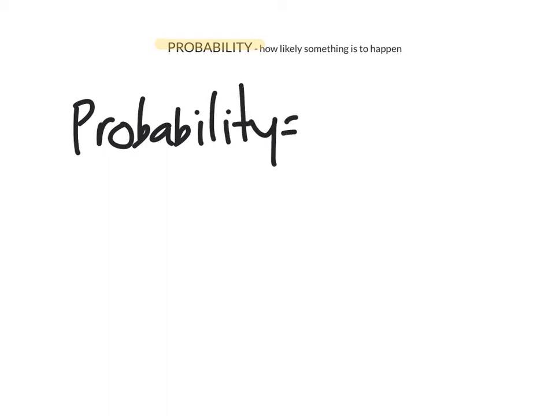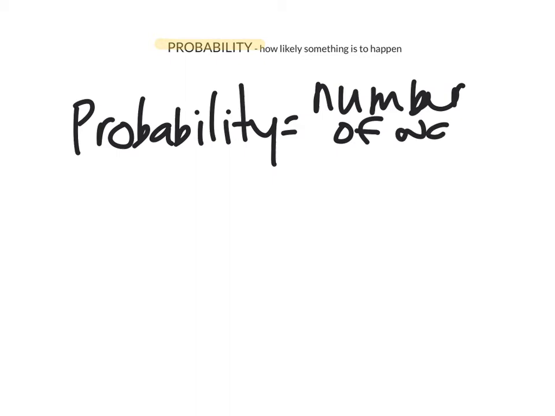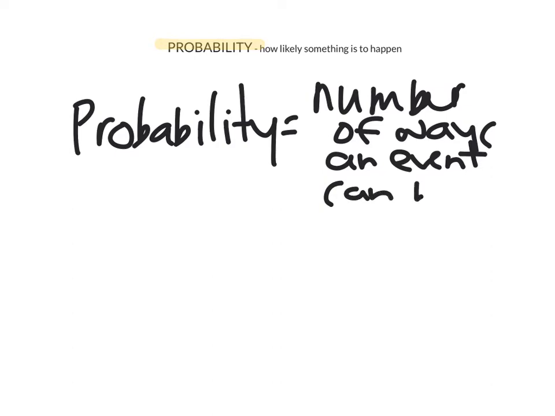So a quick reminder that in general, probability is equal to the number of ways an event could happen. I'll show you an example in a second. Over the total number of outcomes.